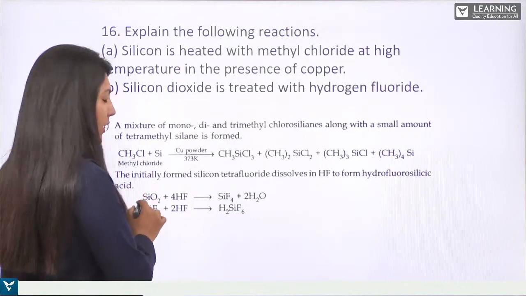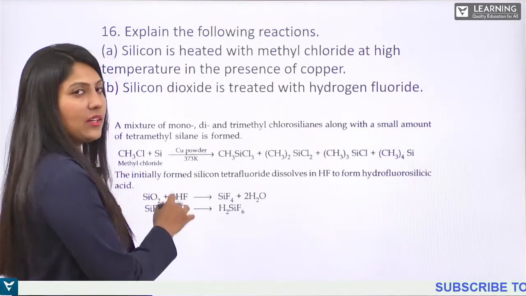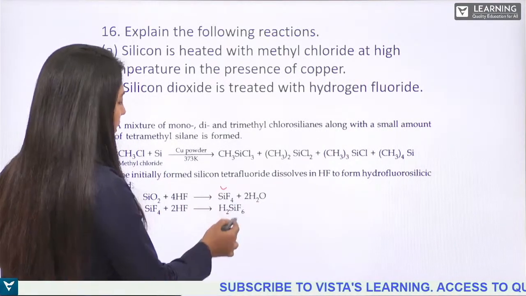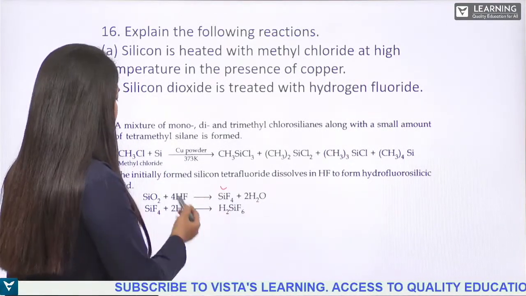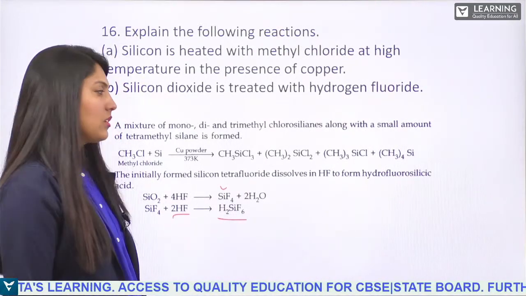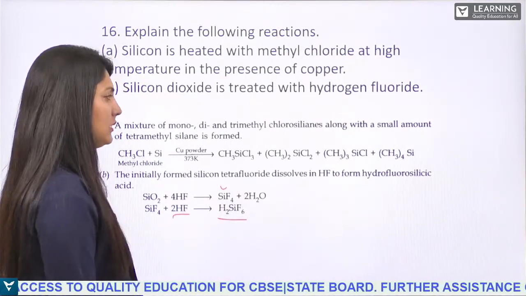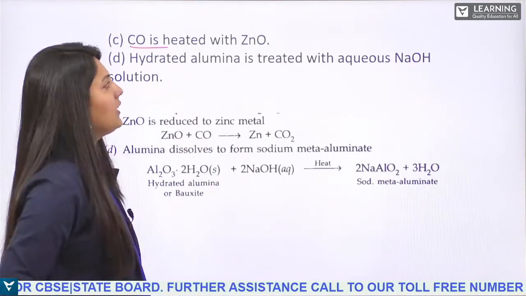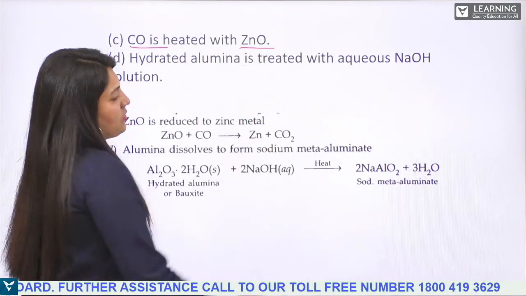So silicon dioxide when reacted with hydrogen fluoride, we get silicon tetrafluoride. When further reacting with more hydrogen fluoride, then we get hydrofluorosilicic acid. Next question is carbon monoxide heated with zinc oxide.